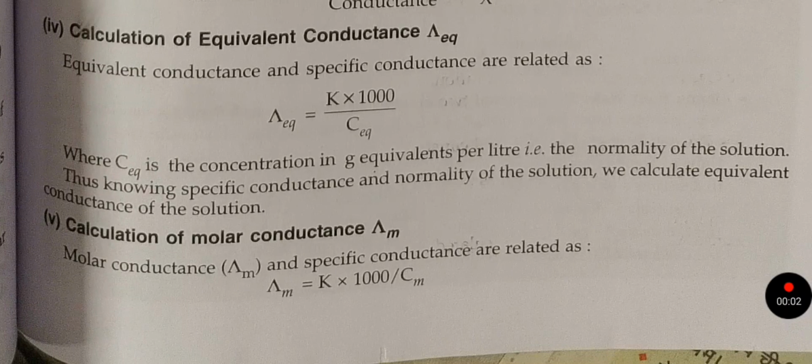Calculation for equivalent conductance. Equivalent conductance and specific conductance are related as lambda equivalent is equal to K into 1000 by C equivalent, where C equivalent is the concentration in gram equivalent per liter, that is the normality of the solution. Thus, knowing specific conductance and normality of solution, we can calculate the equivalent conductance of the solution.